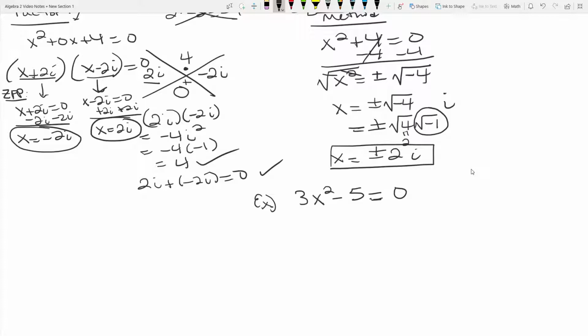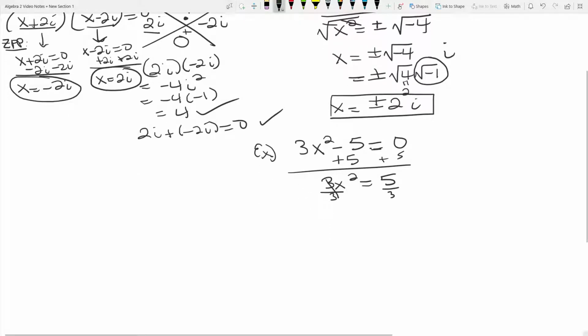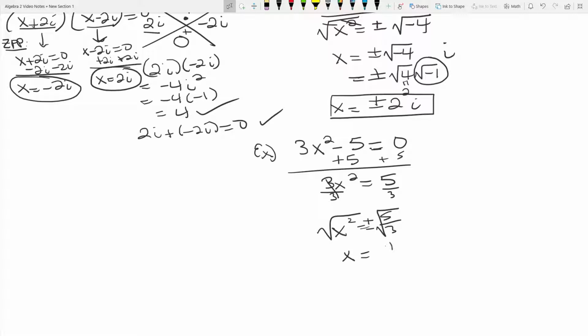Okay, so then if we want to do this, well, we have to add 5 to both sides. So we had 3x squared equals 5. Divide by 3 on both sides. And we get x squared equals 5 over 3. Now we can take the square root, don't forget the plus or minus, square root of both sides. So we get x equals plus or minus square root of 5 over 3.